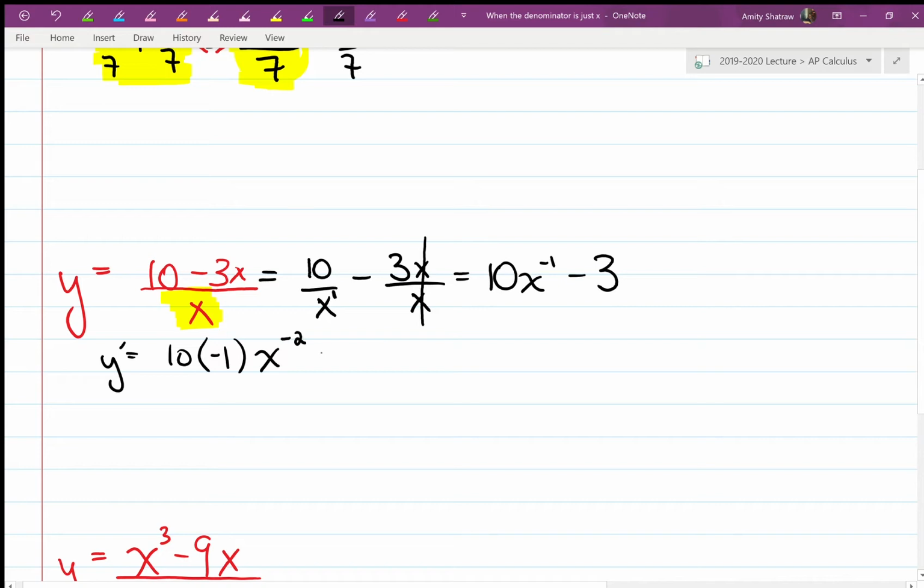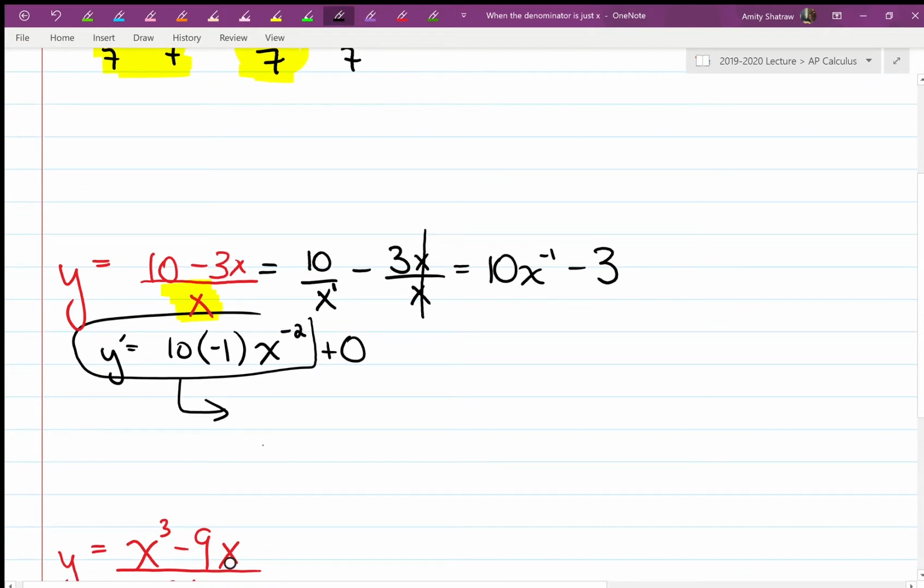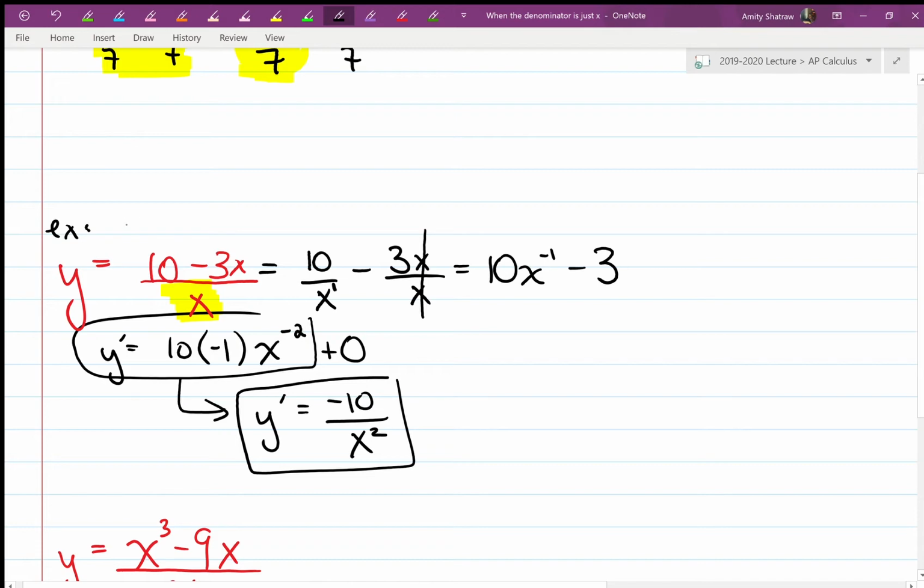And then if I take the derivative of negative 3, I just get 0. At some point you get tired of writing these zeros. I totally get you, and you can just say that this is your answer, although I am still asking you to practice this for me, would you? y prime is negative 10 over x squared. I really want to see this answer on a test for a while, just so that you remember what it looks like. All right, that's how you break up the fraction.